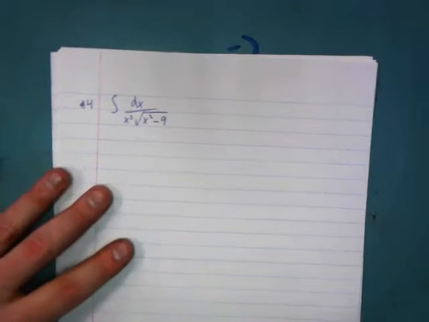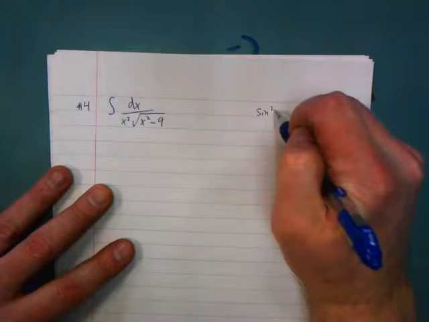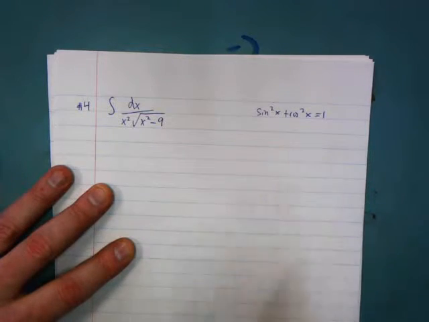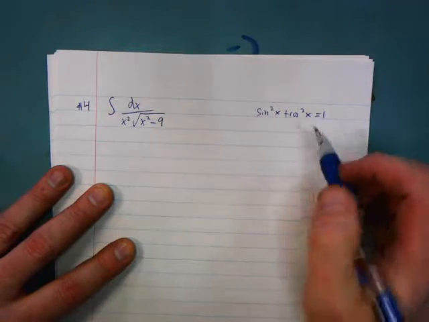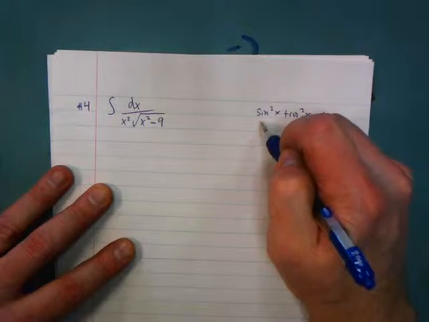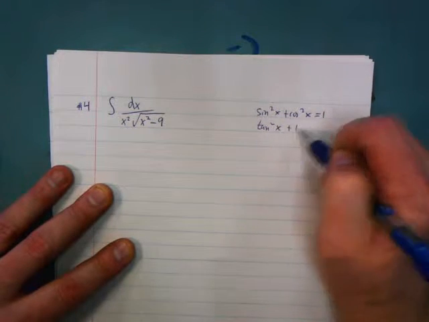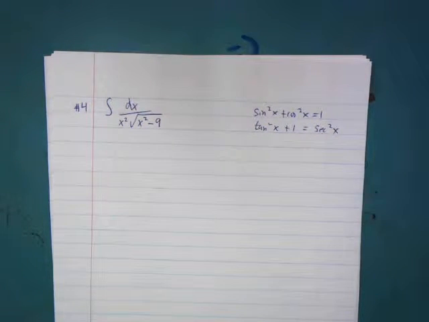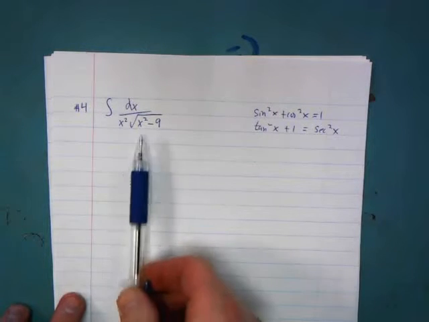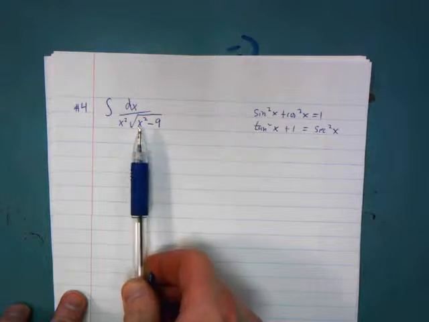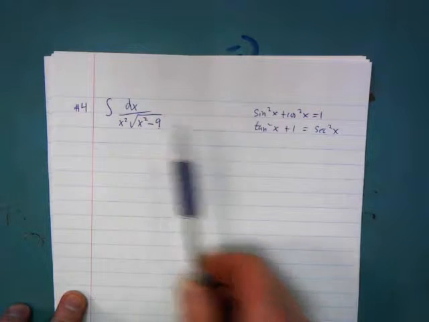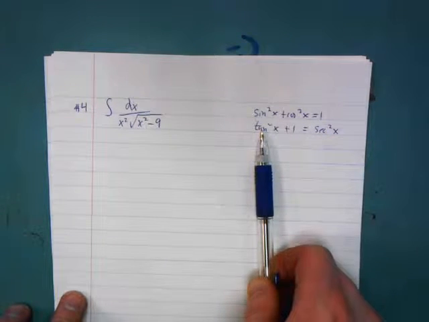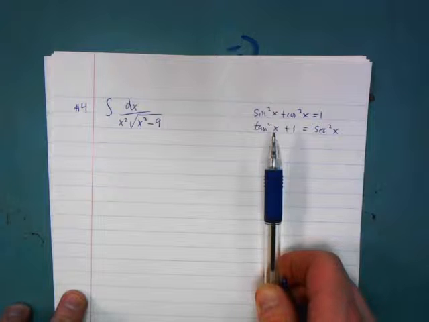Very good. All right, so what I always have to do is I always have to write down these identities. So sine squared plus cosine squared equals 1. Dividing by cosine squared, that means tangent squared plus 1 equals secant squared. And then I have to look at this. I want something squared minus 9. So looking at this one, I can take secant squared minus 1 and get tangent squared. So I always have to write down those identities to figure out which substitution I'm going to do.